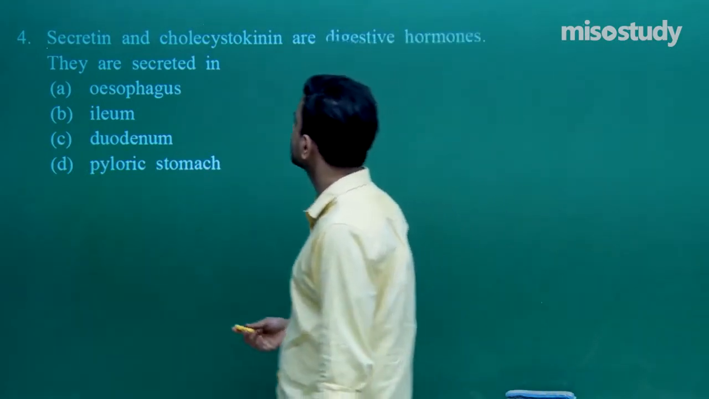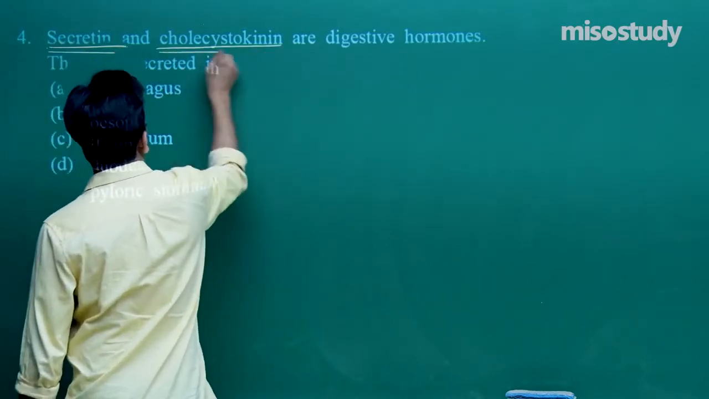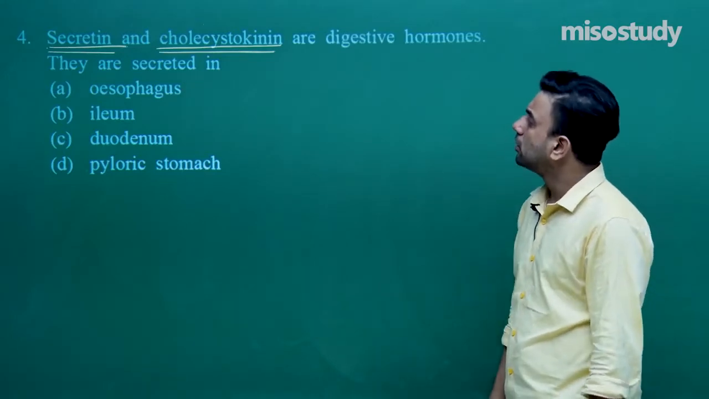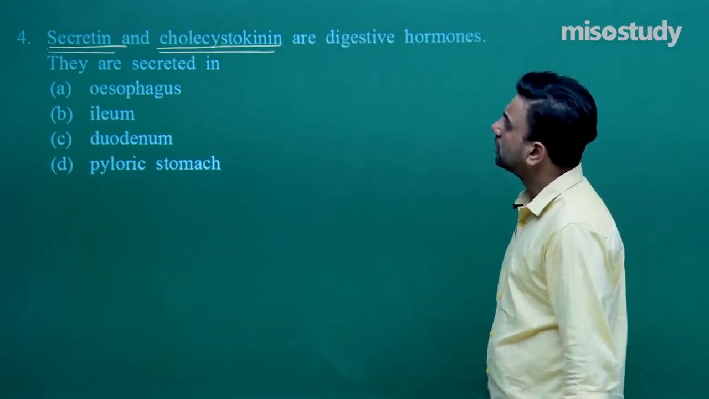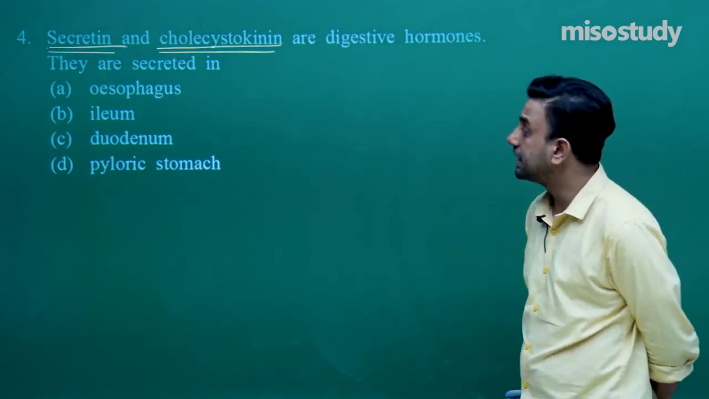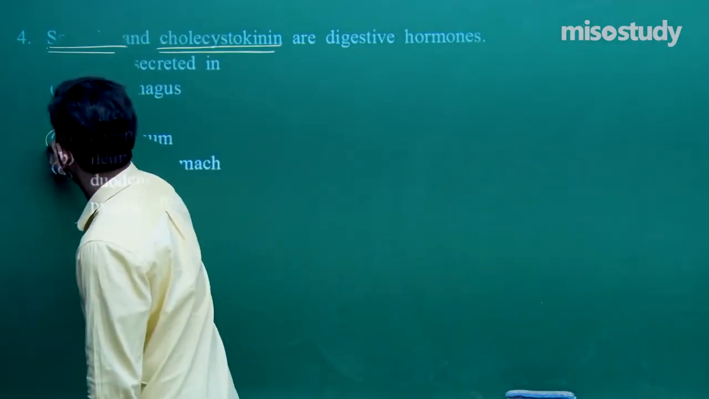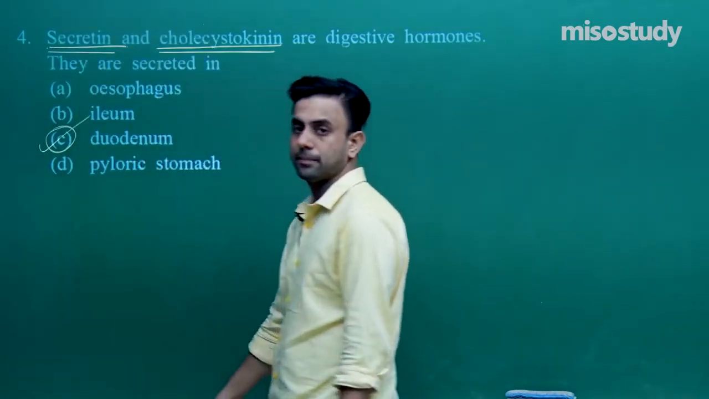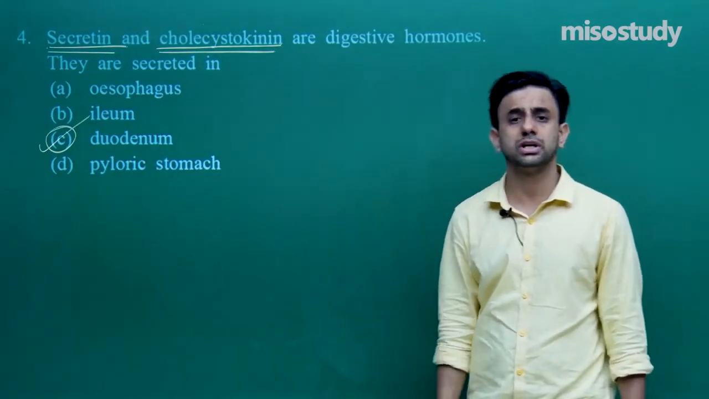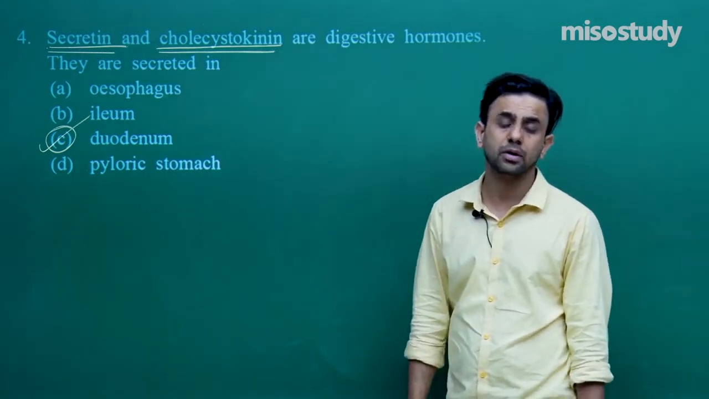So, secretin and cholecystokinin are digestive hormones, right. First of all, both secretin and cholecystokinin are digestive hormones that are secreted in the duodenum. So the answer would be duodenum. And the duodenum, we know, is the first part of the small intestine: the duodenum, the jejunum, and the ileum. The duodenum is that part of the small intestine which is uncoiled.